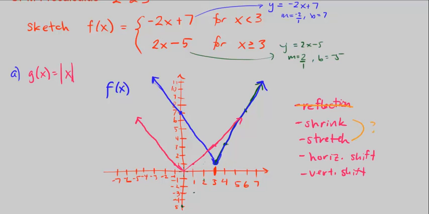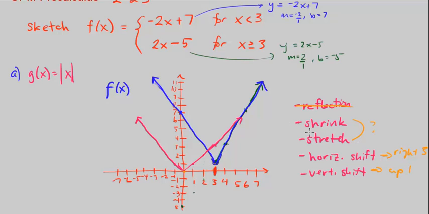Definitely a horizontal shift. It's going to the right, right? Starting at the absolute value function, our one in blue shifts to the right by 3. So it's going to be right by 3. And vertical, it starts at 0, 0. So right by 3, up by 1. So it's going to be up 1.